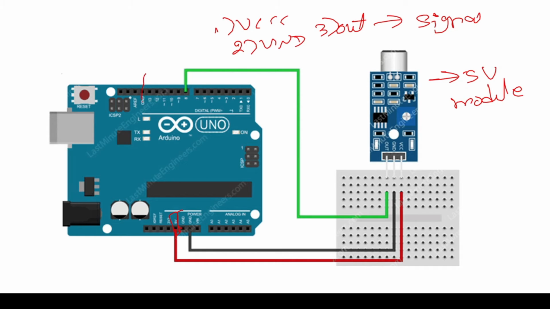You can connect it to any digital pin, right? So from 0 to 13 pins, you can use any of the pins. You can connect the output pin of your sound sensor to any one of these digital pins. So, a very simple connection.